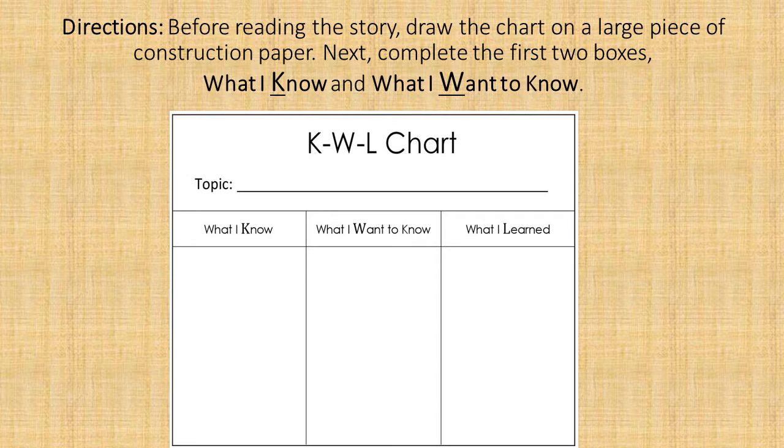Our activity for today is going to be creating a KWL chart. This includes what I know, what I want to know, and what I've learned. Before reading the story, draw the chart on a large piece of construction paper. Next, complete the first two boxes, what I know and what I want to know. Let's take a moment to do this now before we read our story.